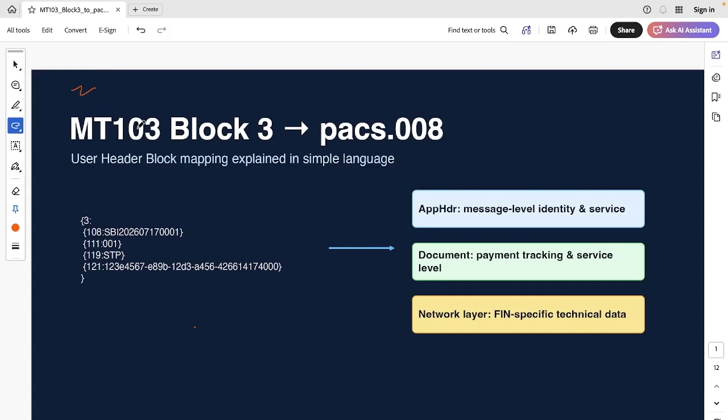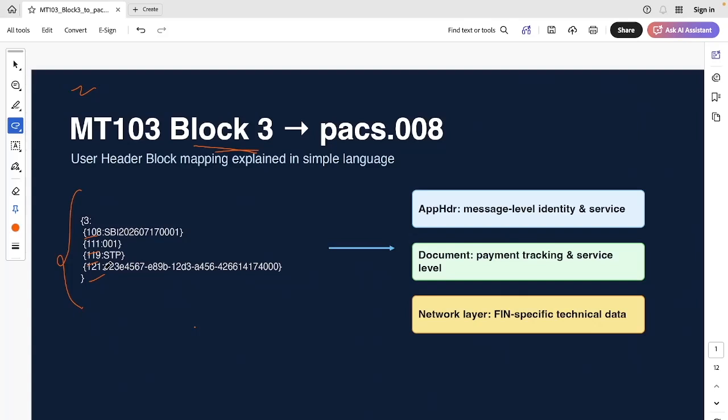So at first glance, block 3 looks quite small. It may contain references like 108, 111, 119, 121, 113, etc. However, these fields perform some very important functions. They help identify the message, track the payment, apply specialized service rules, and support automated processing.